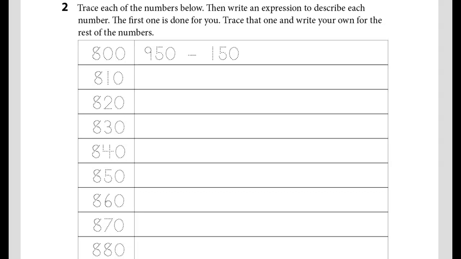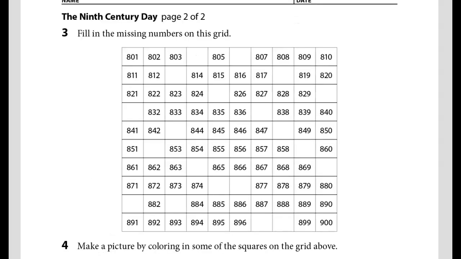Let's look at your second page. Number 3 is showing you a chart. The numbers on this chart go from 801 to 900. Your job is to fill in the missing numbers. After you fill in the missing numbers with a pencil, that's where you will need your yellow and blue crayons.